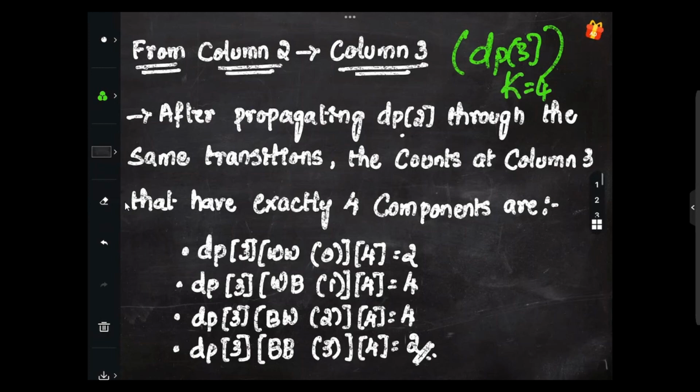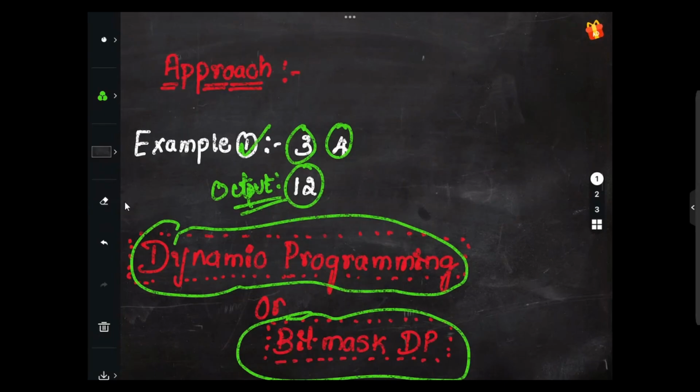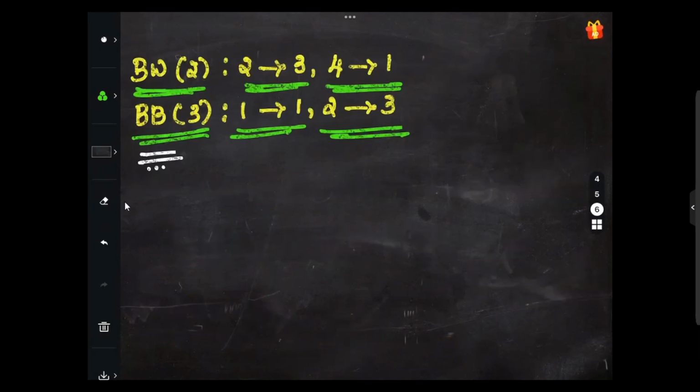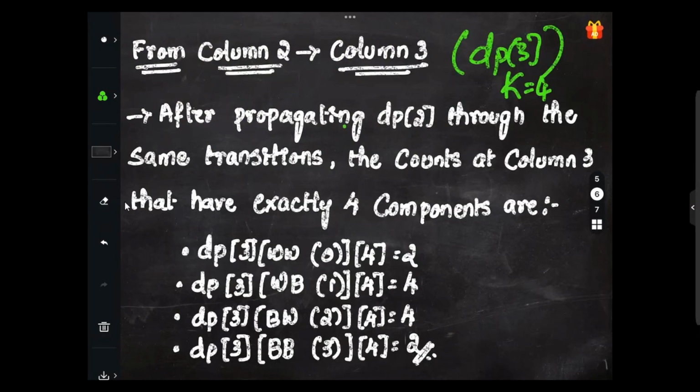In the input we have been given K equals 4, so here this is nothing but the K. We only care about the final K equals 4, so here we have to calculate the DP of 3. We only care about this one, final K equals 4. After propagating DP of 2 through the same transitions, the count at column 3 that has exactly 4 components is this one. DP of 3, I have considered this one directly.